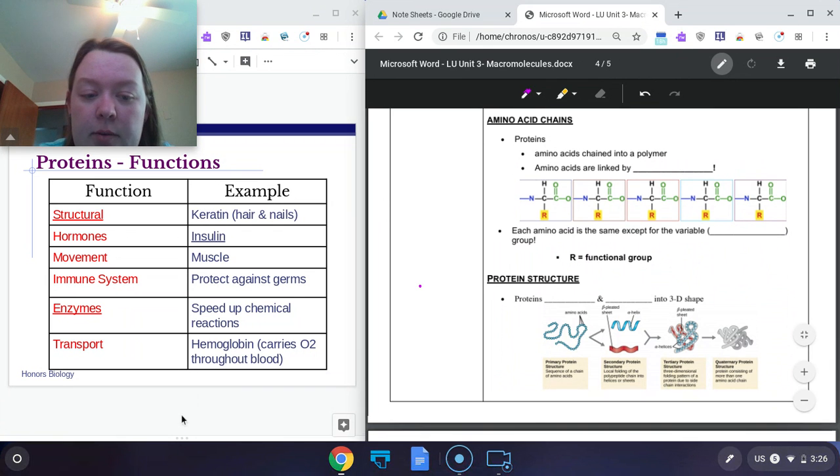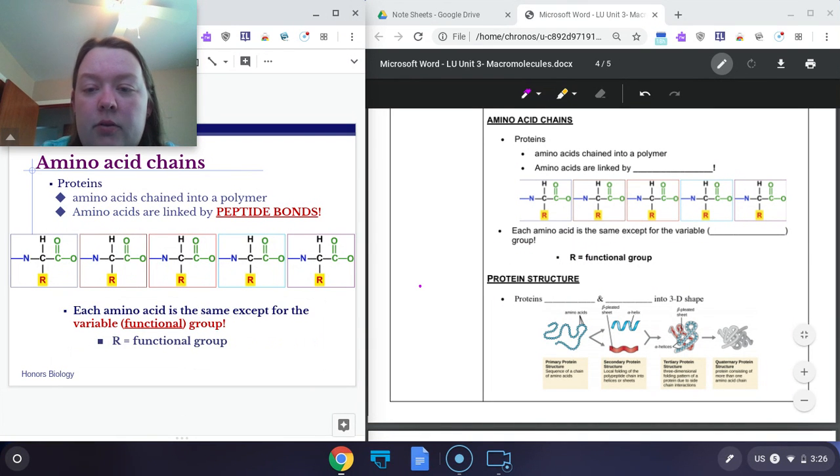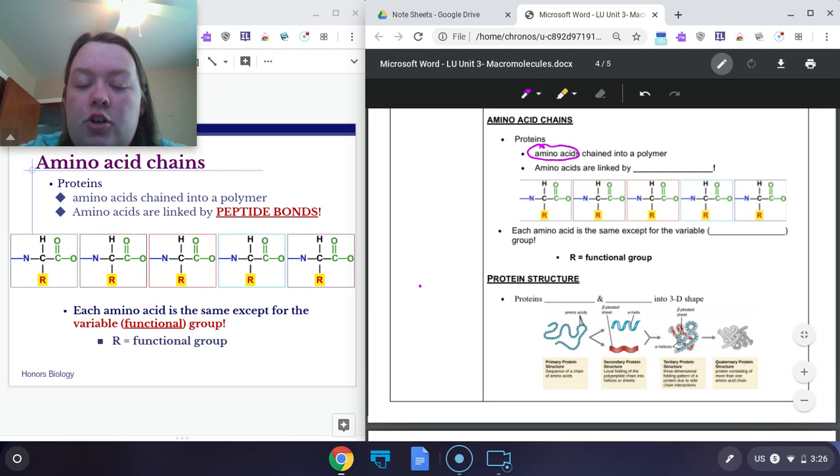So looking a little bit at the structure of proteins. So again, proteins are made up of amino acids, pro-amino, and long chains of amino acids make a polymer. Each amino acid is linked to the next by a peptide bond. So peptide bonds are only found in proteins.